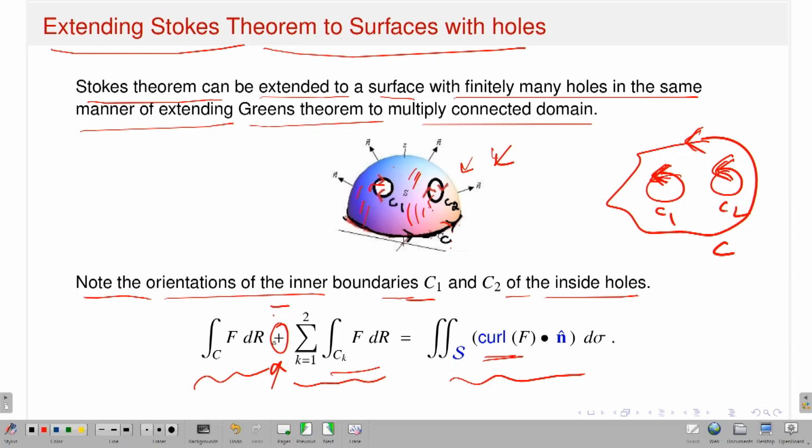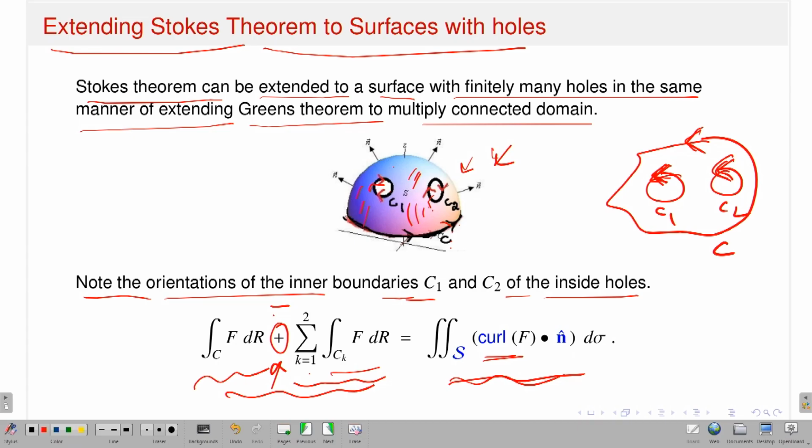Therefore the left hand side is exactly equal to the surface integral of this object. That means you consider the curl of the vector field, take the normal component and perform the surface integral. This is the statement of Stokes theorem for a surface with finitely many holes. Here there are 2 holes, so k runs from 1 to 2, but with finitely many holes, it will run from k equals 1 to n.